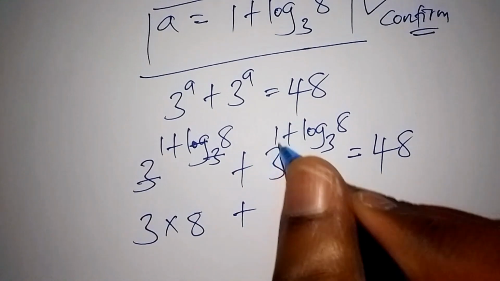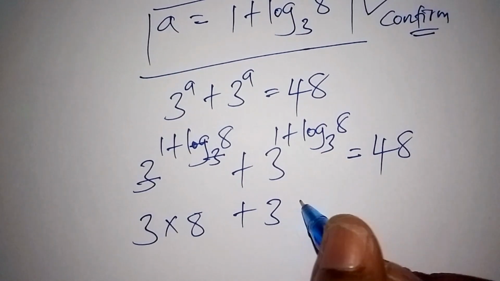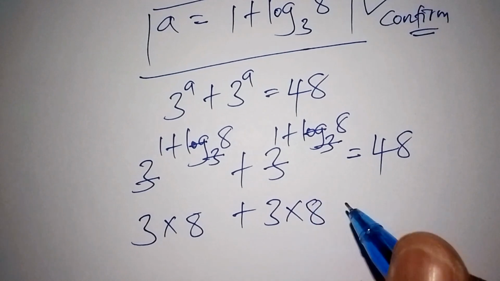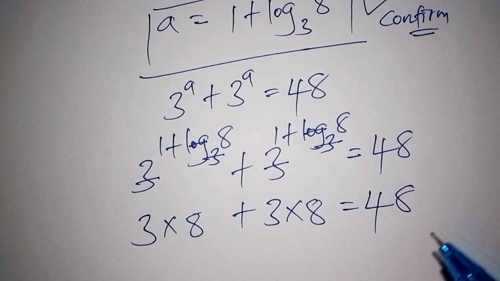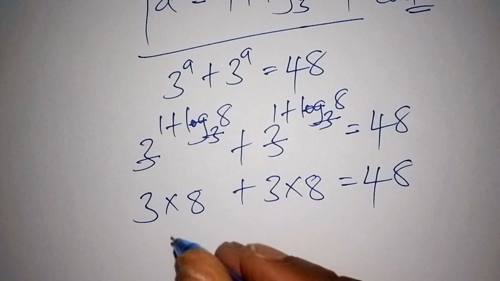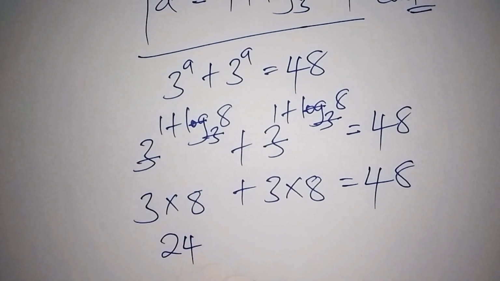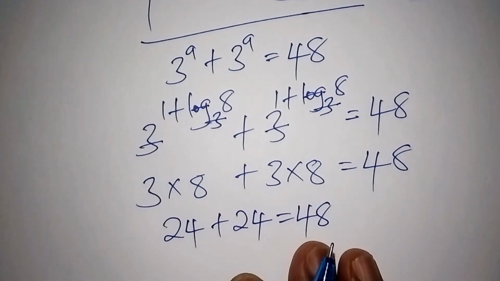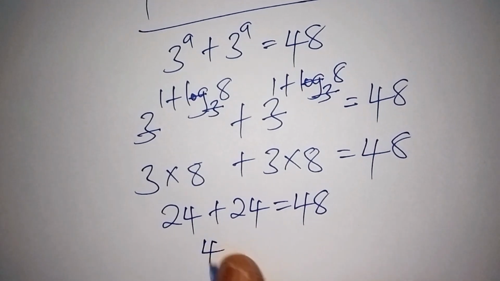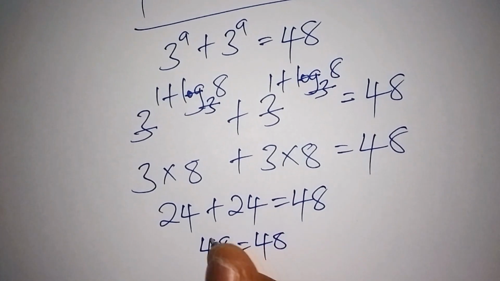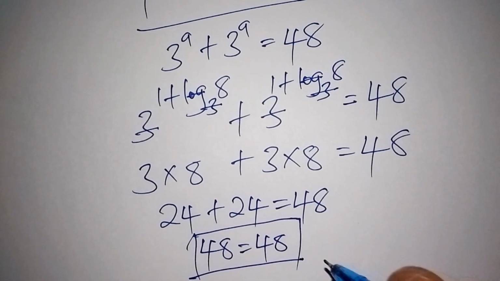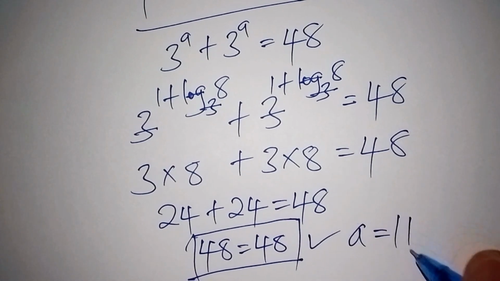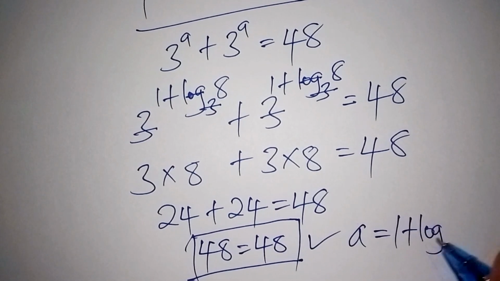Then plus 3 to the power of 1 is 3. Then the plus shall change to multiplication. Then the log to the base of 3 shall cancel with this 3. So now we shall have 3 multiplied by 8 plus 3 multiplied by 8 is equal to 48. So 3 multiplied by 8 is 24, and 24 plus 24 is 48, which is equal to 48. Meaning that our answer is very correct, when you consider that the value for a is equal to 1 plus the log of 8 to the base of 3.